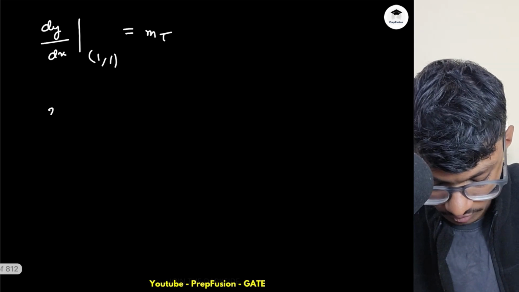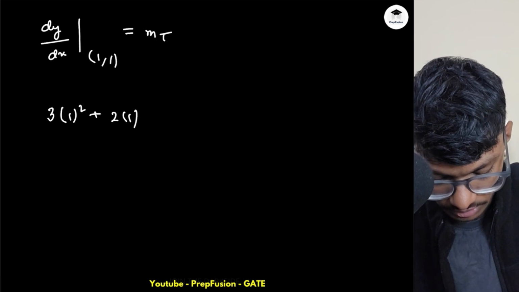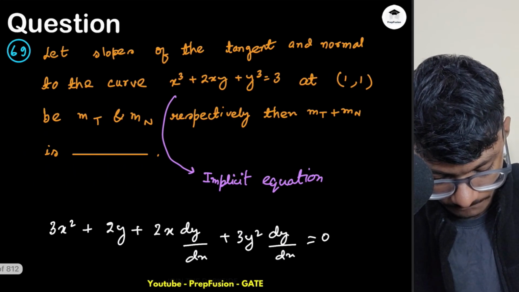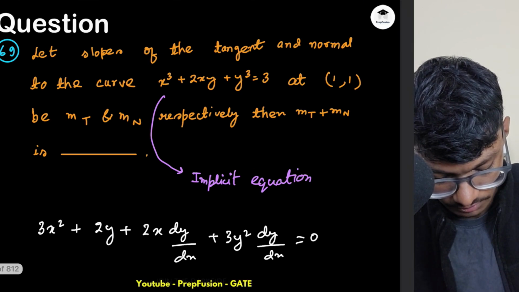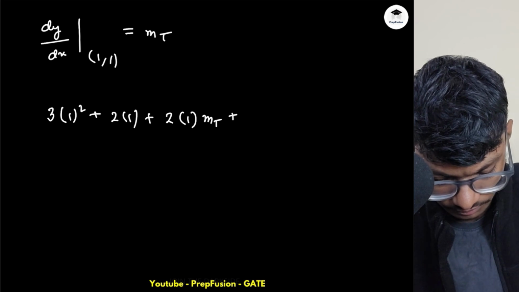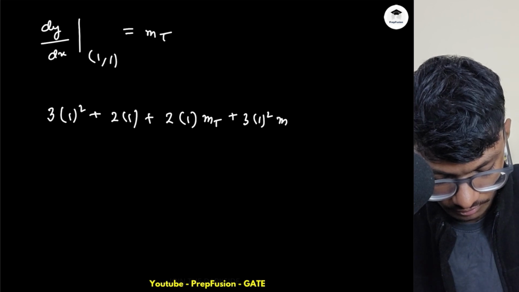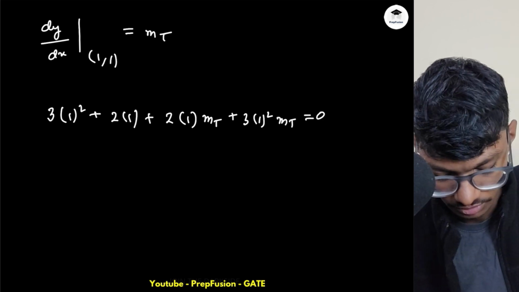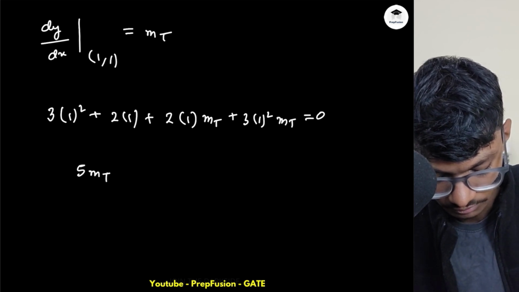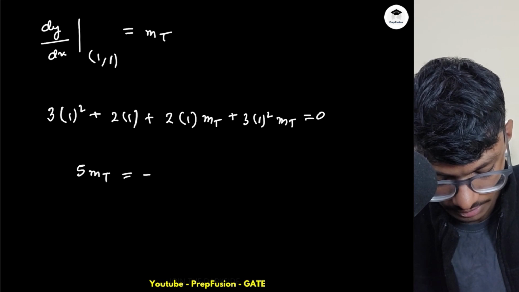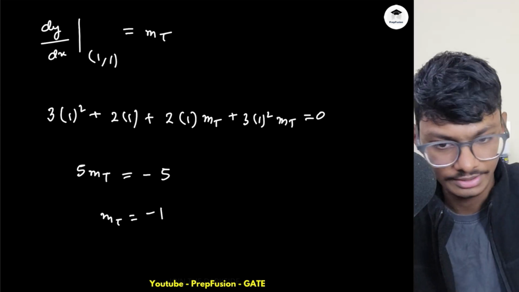If I put 1 in place of x, this will be 3 into 1 square. This will be 2 times 1 plus 2 times 1 into mt, where dy upon dx is mt, plus 3 times 1 square into mt equals 0. So this will be 5 mt, and minus 5 is going over there. So mt will be simply equal to minus 1. Okay, mt is equal to minus 1.